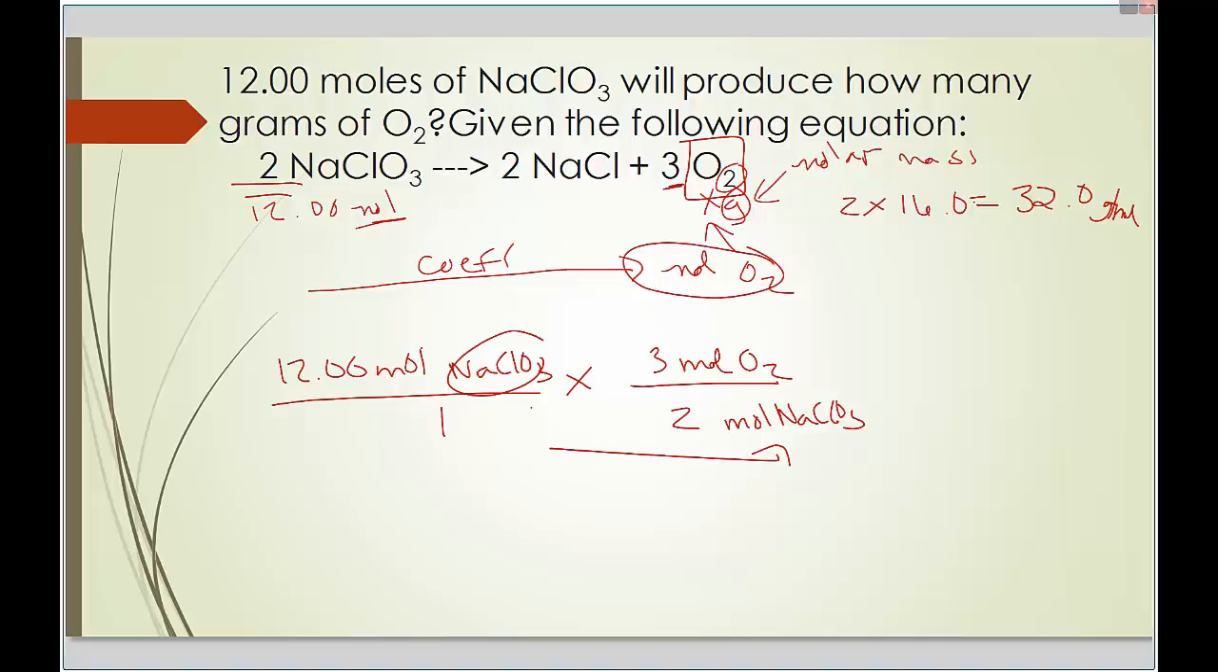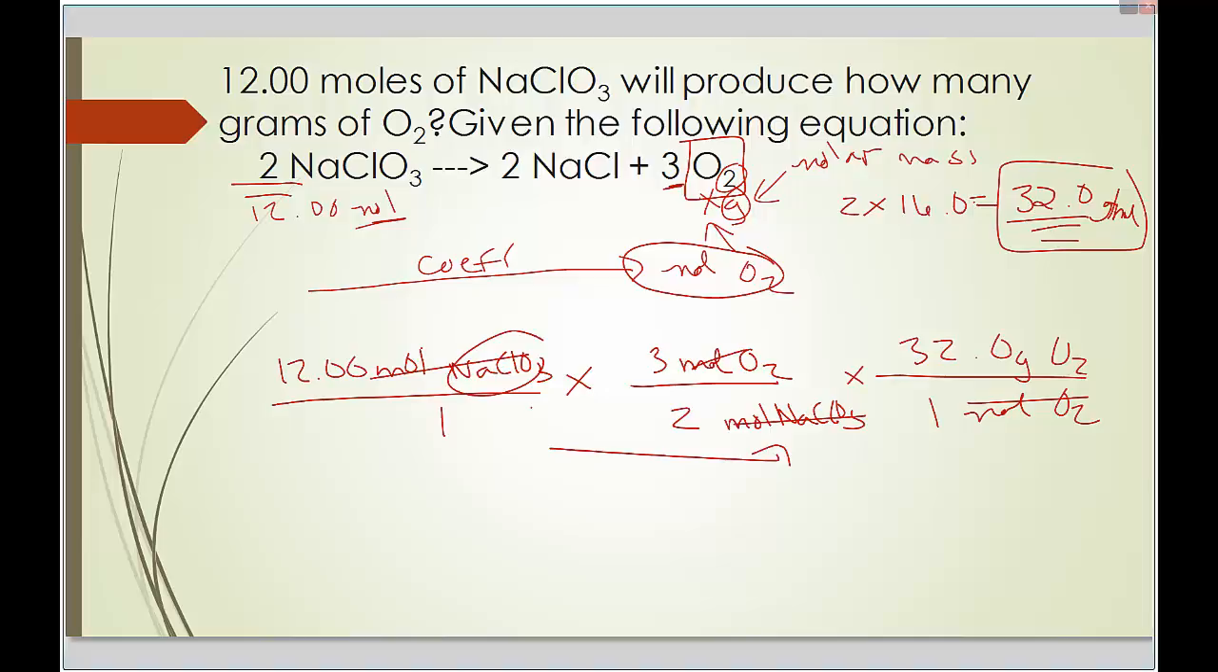Now we get from moles to grams. We're going to use the molar mass, and we go back to 1 mole of O2 because this 32 grams is representative of just 1 mole. Moles cancel. So it's going to be 12.00 times 3 divided by 2 times 32.0. That comes out to be 576.0 grams of oxygen. Because there are 4 significant figures in the first number, that's how many are going to be in the final answer.